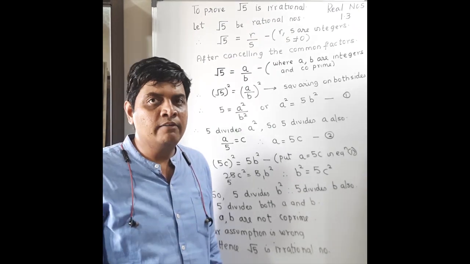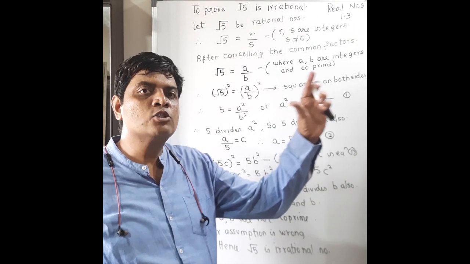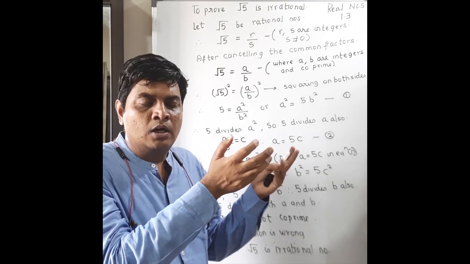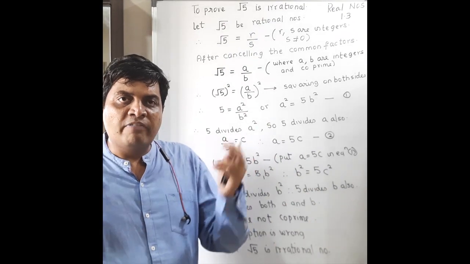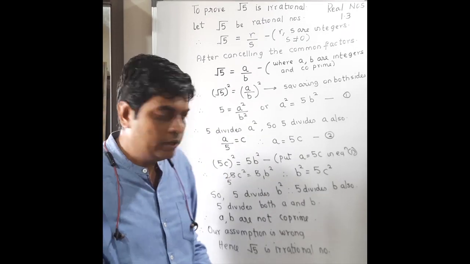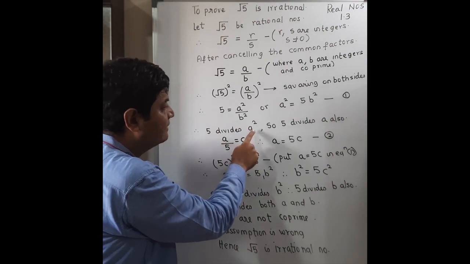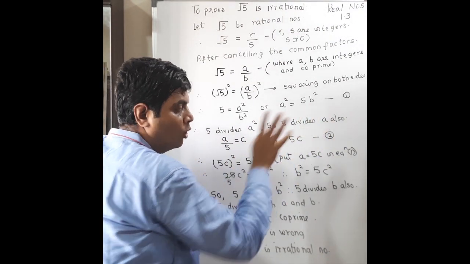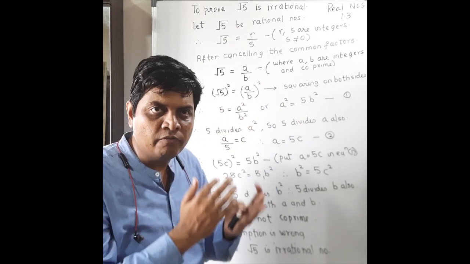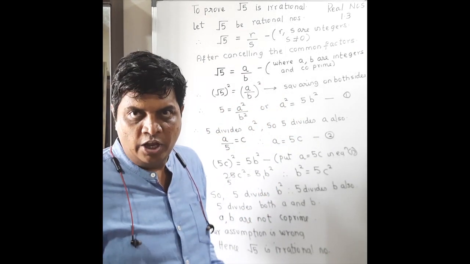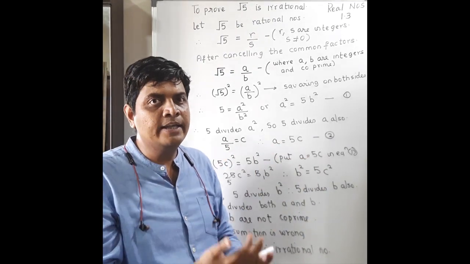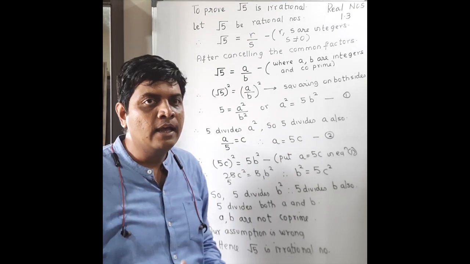And we have already studied one thing: if a number can divide the square of a given number, then that same number can divide the number also. So suppose 5 can divide a square, then 5 can divide a also. Now if 5 is dividing a, that means if I do a upon 5, I should get some integer. If 5 is not dividing a, then I will get some decimals. But because it is dividing and because it is a factor, I should get an integer.